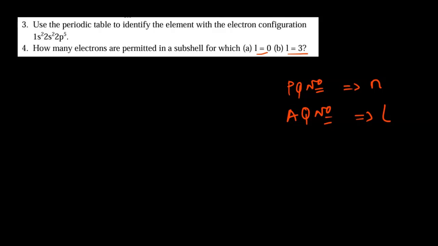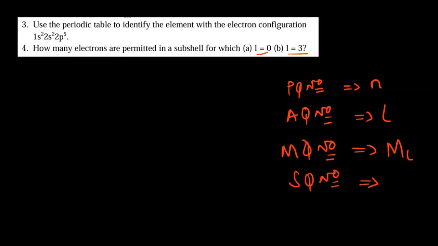Then we have the magnetic quantum number, represented by ML. The magnetic quantum number tells you the orientation of the orbital in space. The last one is the spin quantum number. What does the spin quantum number tell you? It tells you the direction of the electron. If the electron is facing upwards, then the spin quantum number will be plus 1 over 2, and if your electron is facing down, then your spin will be minus 1 over 2. So these are the 4 quantum numbers that you're going to come across.